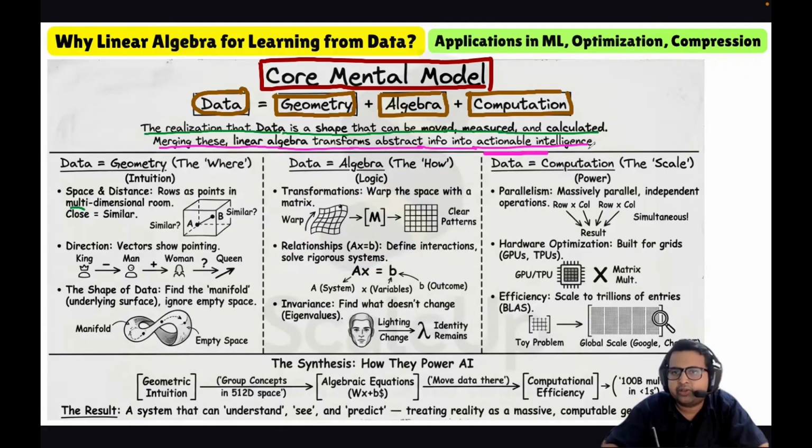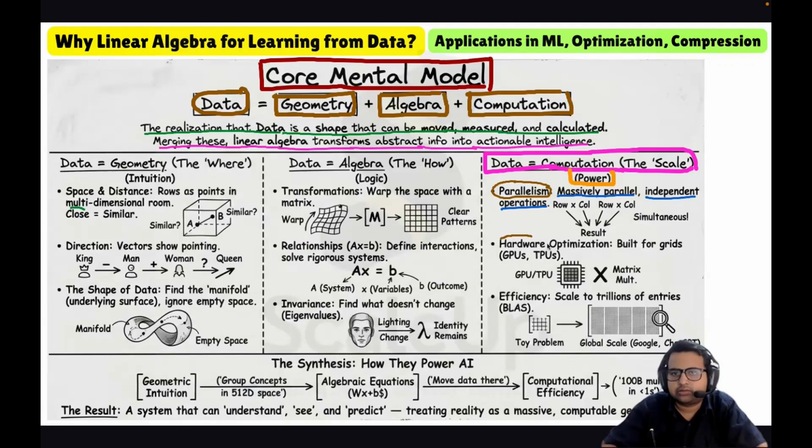Then we have data equals computation: the scale, the power. When we are talking about computation, parallelism. Unlike calculus or standard logic, which often happens step by step, linear algebra is massively parallel. You can multiply a row and a column independently, independent operations. So billions of simultaneous operations we can carry out.